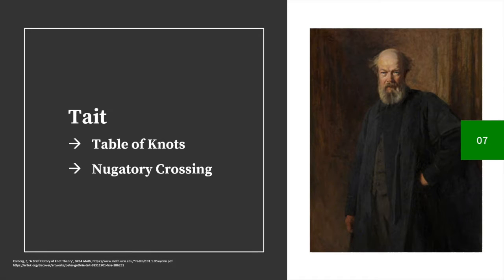Peter Tait's exploration into knots produced an official published table of alternating knots with up to 10 crossings. He also defined a nugatory crossing, a crossing that could be added or removed with a twist. This would later be called the first Reidemeister move.